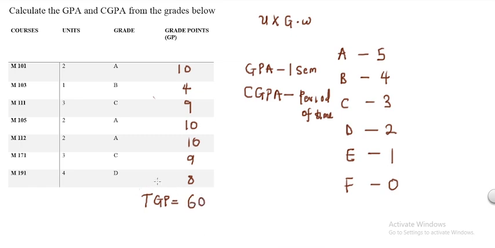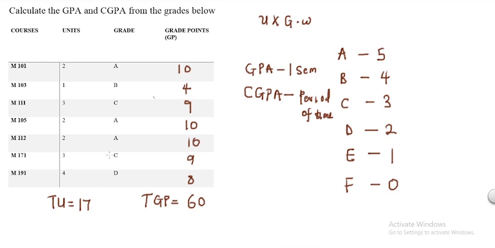After you've gotten your total grade point, the next thing you want to do is to get your total units for that semester. What you do here is add up the units for all the courses. So the first course has 2 units, second 1 unit, 3 units, 2 units, 2 units, 3 units, 4 units. So you add up all of them here. If you do that with your calculator, you get 17.